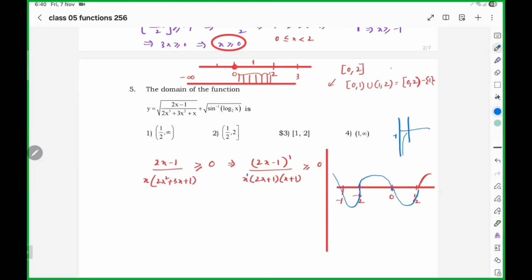Where it is positive, means in this region it is positive, in this region it is positive, in this region. So x belongs to minus infinity to minus 1, minus half to 0, union half to infinity. Right? This is our first domain.